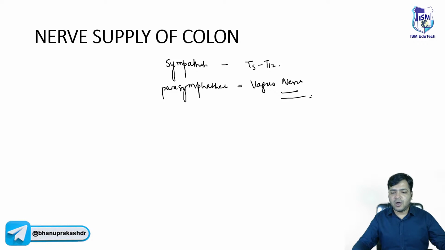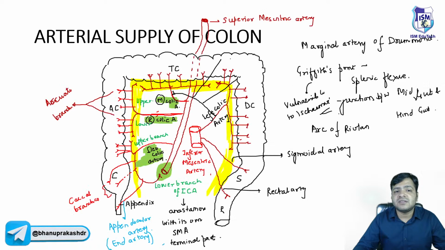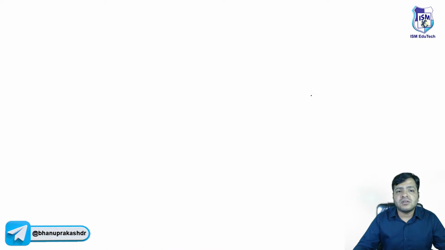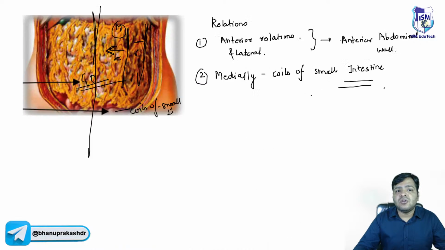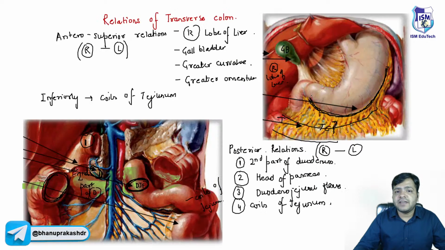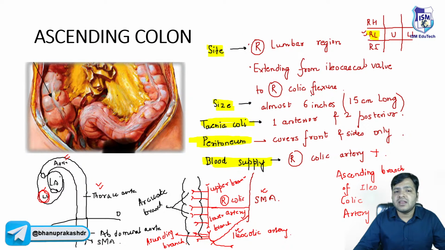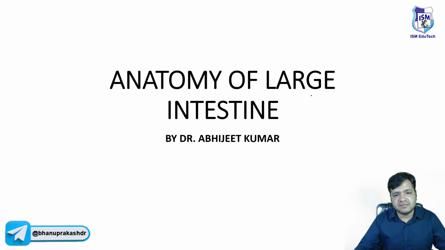So that is all about today's lecture. I hope you understood the nerve supply of the colon, lymphatic drainage, venous drainage, arterial supply of the colon, pelvic or sigmoid colon, descending colon, right colic flexure, left colic flexure, relations of the transverse colon and ascending colon, and parts of the large intestine. So I hope it's clear.